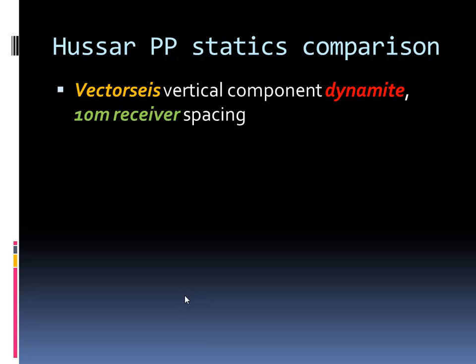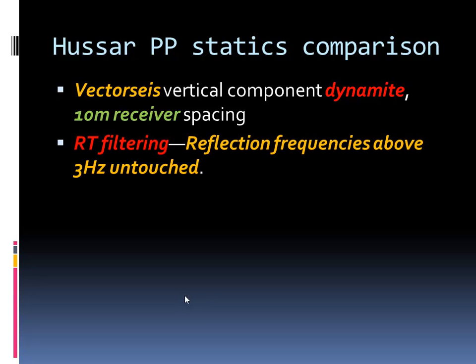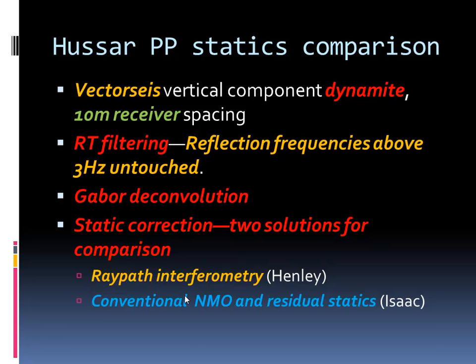These data we'll look at first are vertical component dynamite data with 10-meter receiver spacing. We applied radial trace filtering, which I've talked about and won't go into here, but we left frequencies above 3 hertz untouched because we're looking for low frequency response from the reflections. Applied Gabor deconvolution, and we did 2 static solutions for comparison on these data that had common processing up to this point. I applied the Raypath interferometry, and Helen Isaac applied conventional move-out analysis and residual statics.